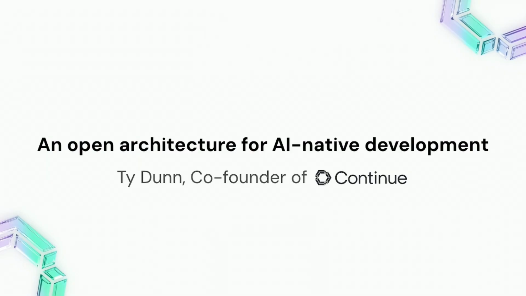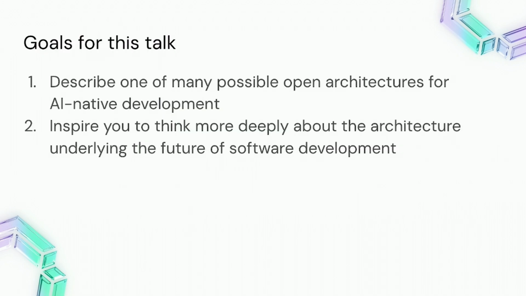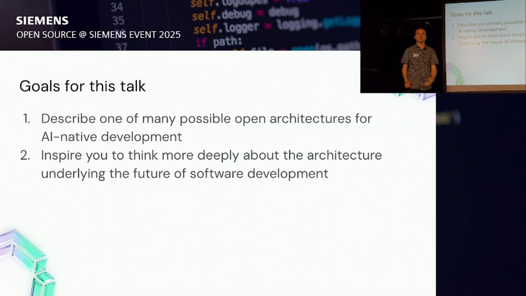I'm one of the co-founders, and today we're going to talk about an open architecture for AI native development. The goal for this talk is to describe one of many possible open architectures. Given how fast the AI space is moving, it's not clear to me that anyone today could describe what the architecture of software development is going to look like in the future, but my hope is it's open, and I think today you can start to describe some examples. It might not be the example, and so I will attempt to do that.